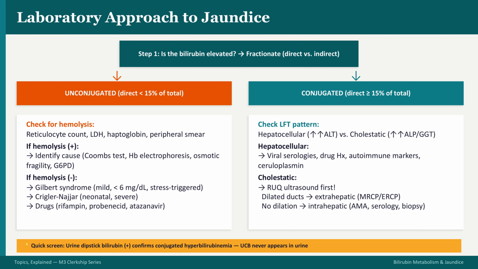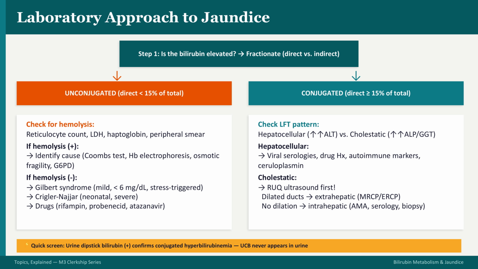So let's put it all together with a practical approach to the jaundice patient. Step 1. Get a total and direct bilirubin. If the direct fraction is less than 15%, you're dealing with unconjugated hyperbilirubinemia. Check for hemolysis with a reticulocyte count, LDH, haptoglobin, and peripheral smear. If hemolysis is present, identify the cause. If hemolysis is absent in an otherwise healthy patient with mild elevation, that's Gilbert syndrome, and no further workup is needed. If the direct fraction is elevated, you have conjugated hyperbilirubinemia, and you need to determine the liver injury pattern.